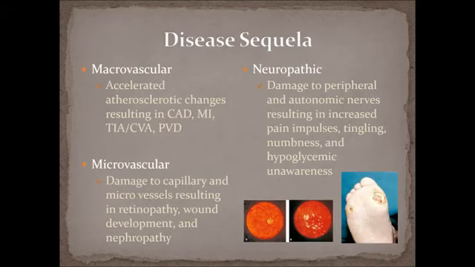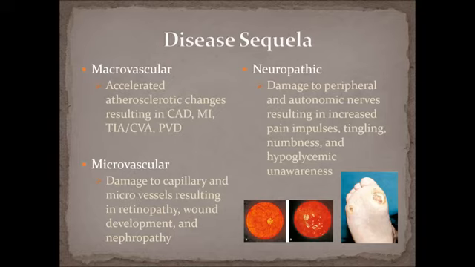As the disease progresses, it is going to cause damage systemically to the body. We talk about macrovascular damage, microvascular damage, and then we talk about neuropathic. So let's examine that a little bit more. Macrovascular damage is what is going to increase the cardiovascular risk for these patients.